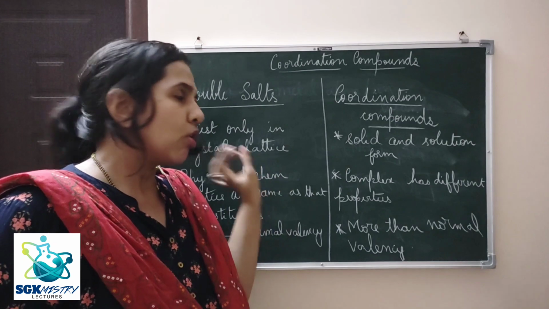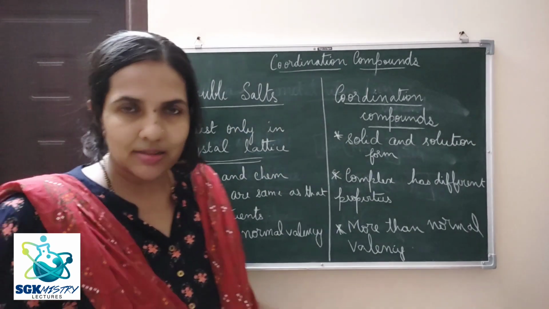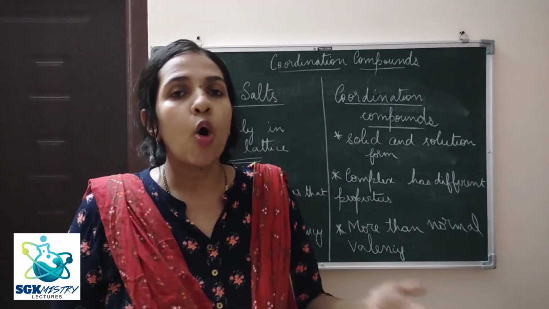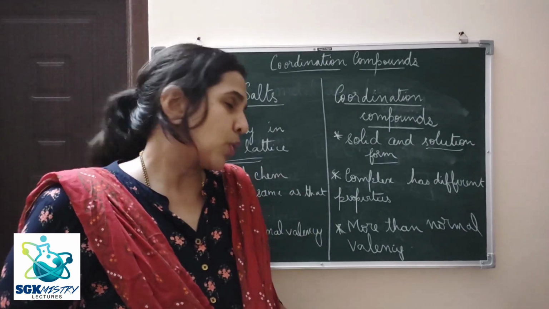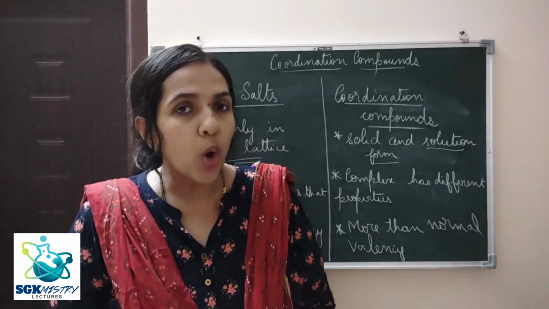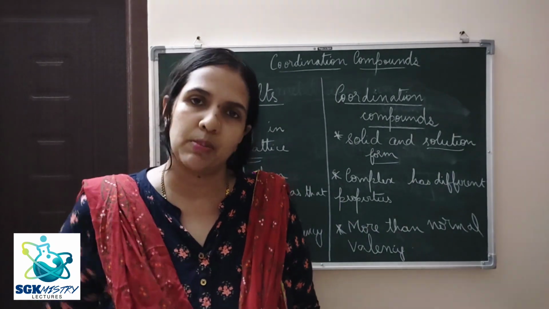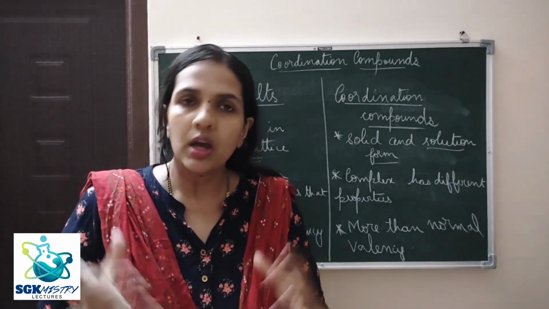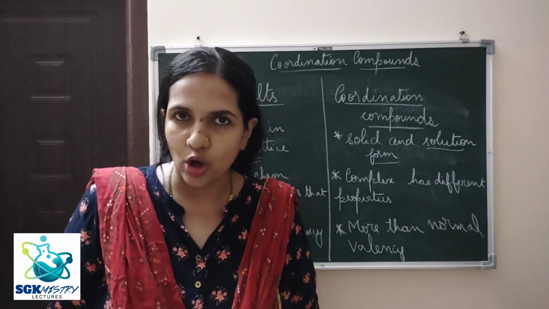Double salts exist only in the crystal lattice. Whereas coordination compounds can exist either in the solid state or in the solution form. So this is the first difference. The next difference is that in case of double salts, the physical and chemical properties of the double salt are similar to those of the constituents which make up the double salt. Whereas in case of coordination compounds, the complex formed from its constituents has different properties compared to those of its constituents.